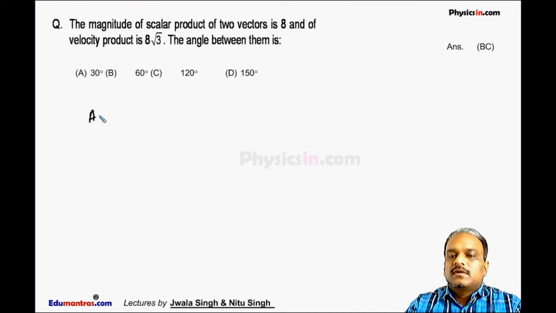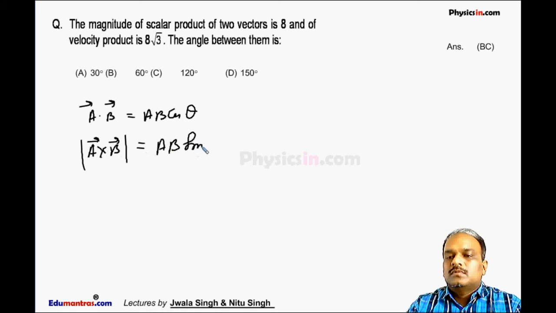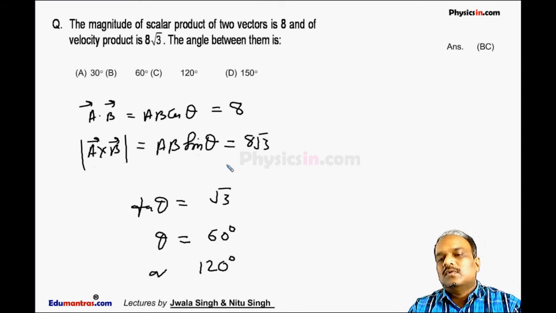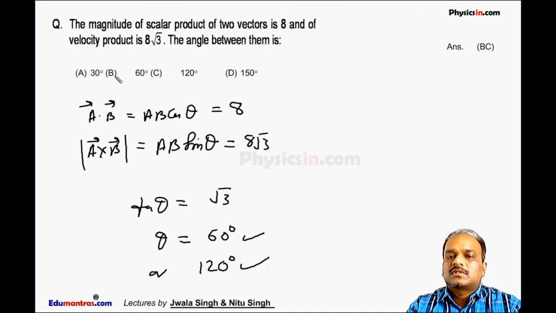The magnitude of scalar product of two vectors is 8. Scalar product means A dot B, which is equal to AB cos theta, and cross product means A cross B, its modulus is AB sin theta. It is given that the scalar product of two vectors is 8, and the vector product is 8 root 3. So I can say tan theta is equal to root 3. So theta is equal to 60 degree, or it is also 120 degree, because we have taken the modulus here. So the angle may be 60 degree or 120 degree. So both answers are correct. So it is B and C.